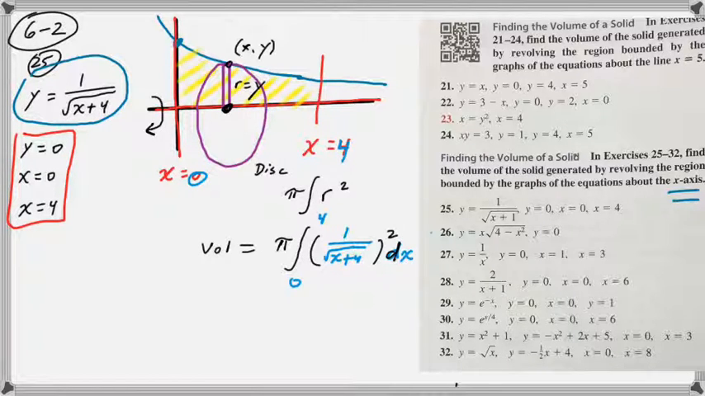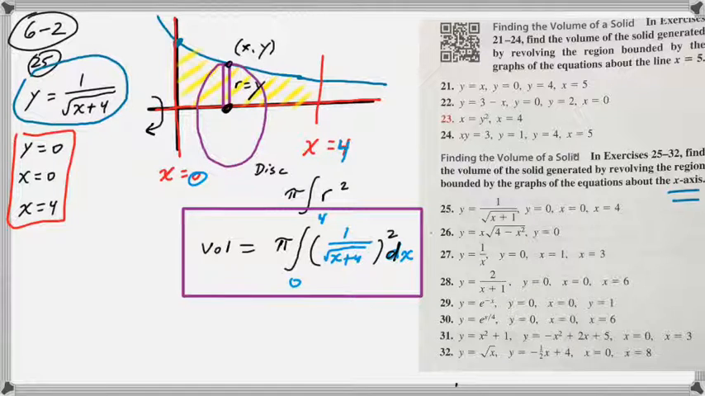Again, I'm going to box this in because I give you half credit for the setup, half credit for the solution.